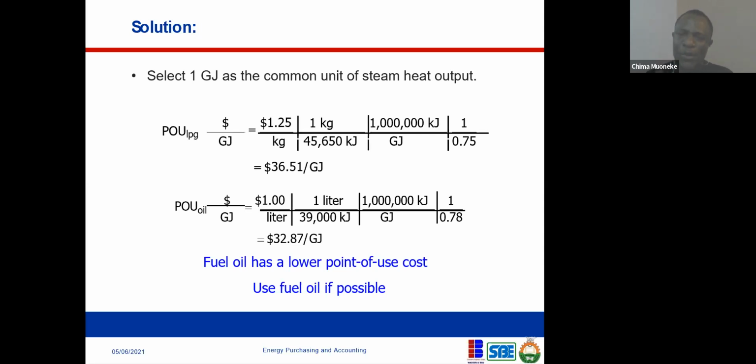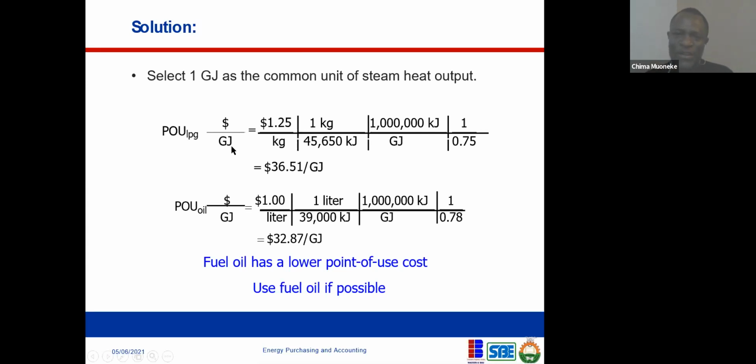Remember what I said: when you want to solve point of use cost, you have to bring both of them to the common unit. So we are choosing gigajoule as our common unit. So let us calculate the point of use cost for LPG. This is LPG. Let us calculate the point of use cost, okay? We want to calculate the dollar per gigajoule. We want to know what is the dollar per gigajoule, right?